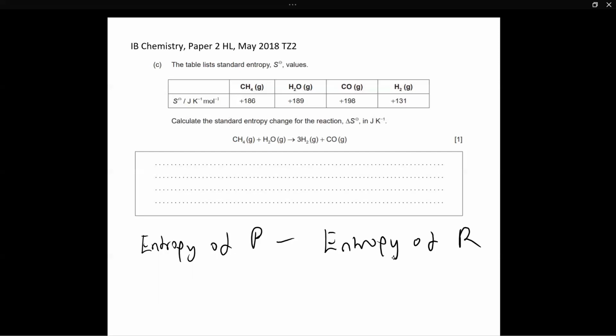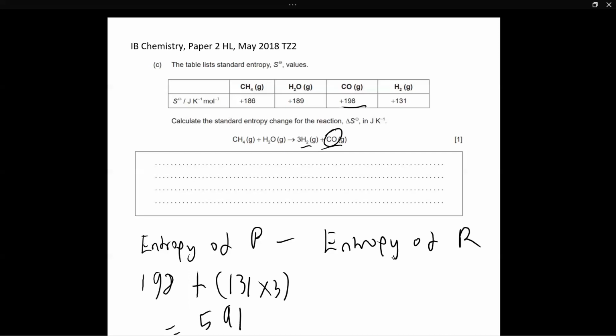So let's calculate it. What is the entropy of the products? These are our products. Our products are hydrogen gas and carbon monoxide. What is the entropy of carbon monoxide? Well, it's 198. And we have to add it to the entropy of hydrogen gas. The entropy of hydrogen gas is 131. But since there are 3 moles of hydrogen gas, we have to multiply this by 3. And this gives us an answer of 591.